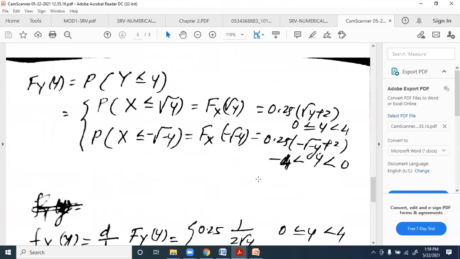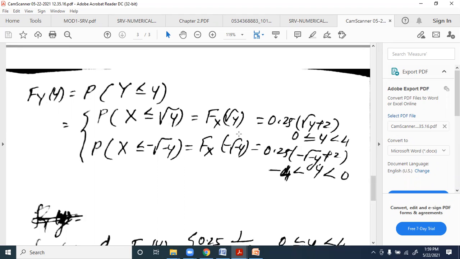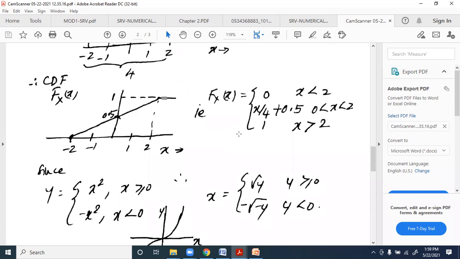Corresponding to this, we will get here fx of root of y, and this is fx of minus root of minus y. This will give us the value, the equation for which will be 0.25 root of y plus 2 for values between 0 to 4, and for this it is 0.25 minus of root of minus y plus 2, and this we can get easily from the value which we have written over here.